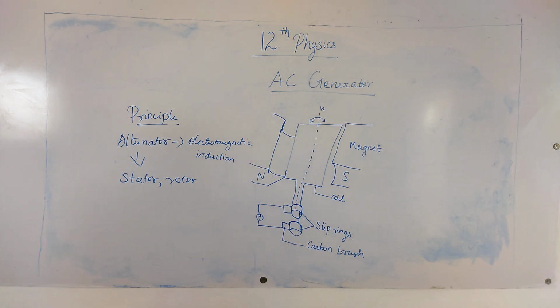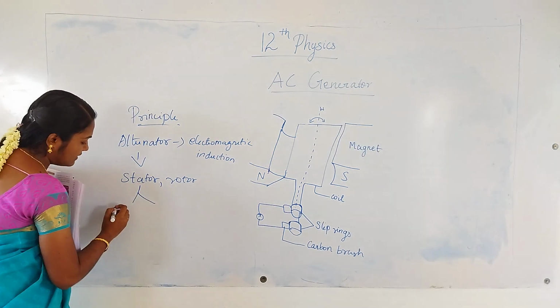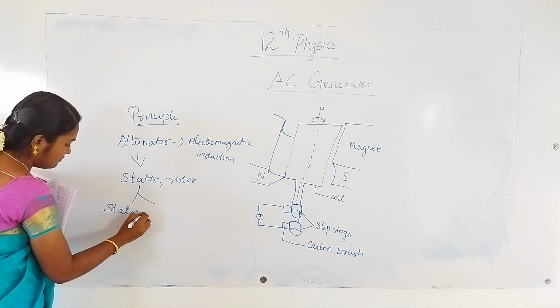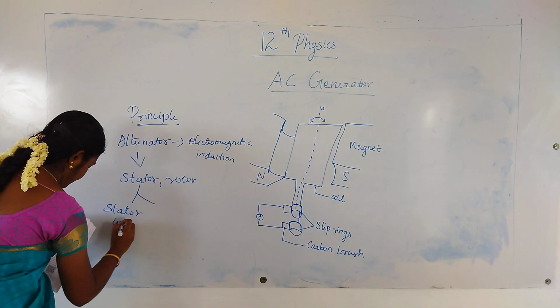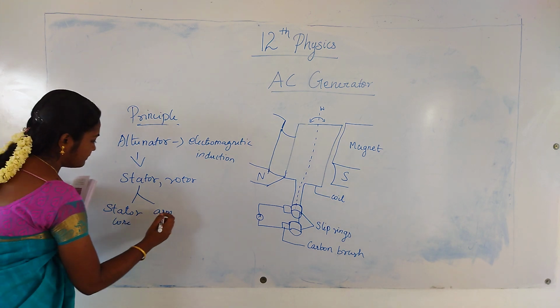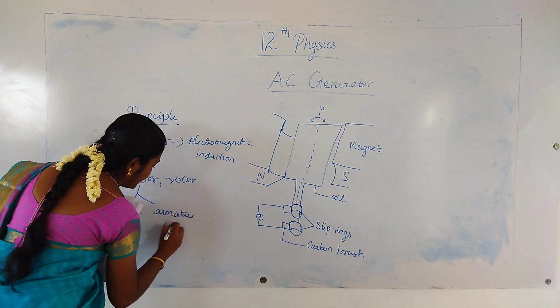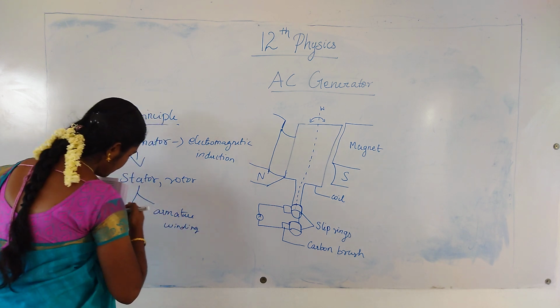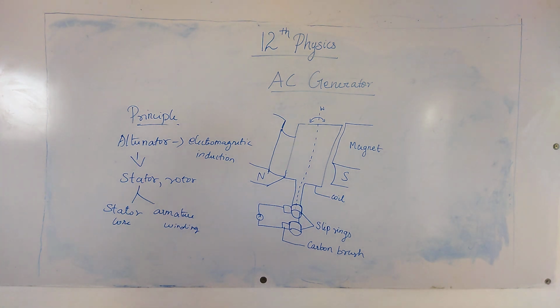First we see about the stator. The stator, as I already said, is the stationary part which has the armature winding mounted in it. The stator has two components. What are they? Stator core and armature winding. These are the two parts present in the stator.